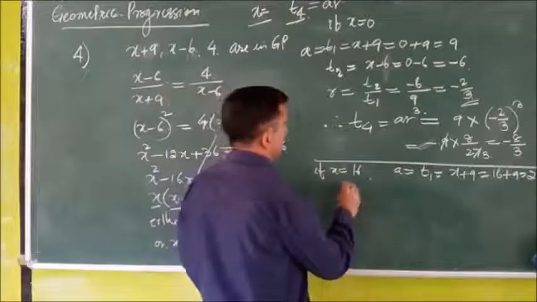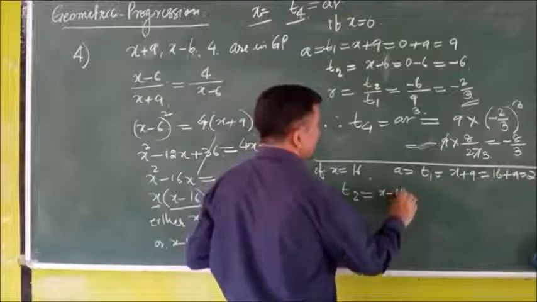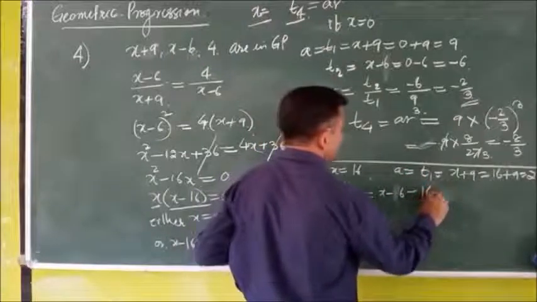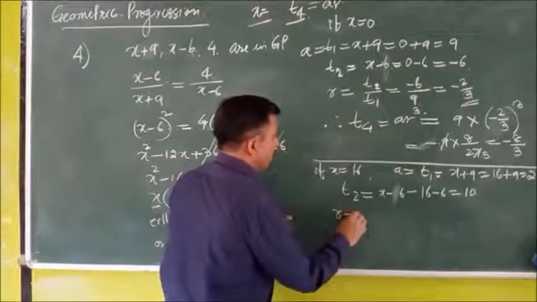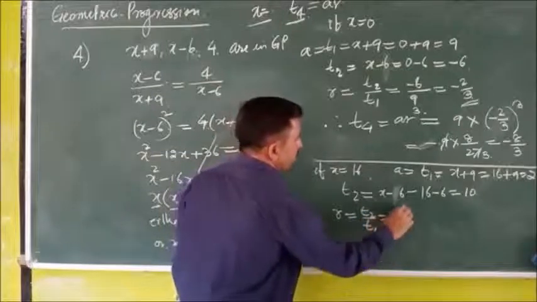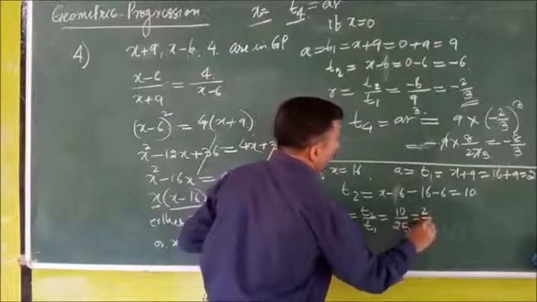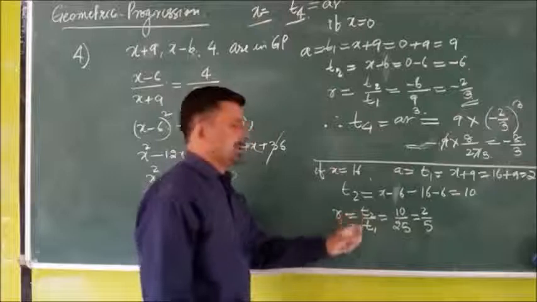And now we'll calculate T2. T2 is equal to x minus 6, and therefore this is 16 minus 6, which is equal to 10. And therefore we can have the common ratio T2 over T1. This is equal to 10 over 25, and this is equal to 2 over 5. You got the common ratio? Yes, sir. This is the first term, this is your common ratio.